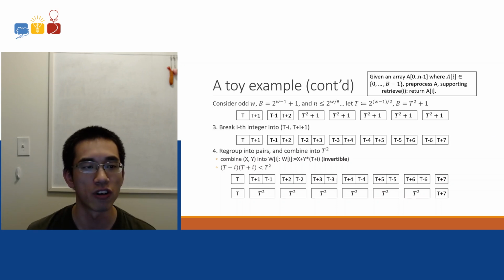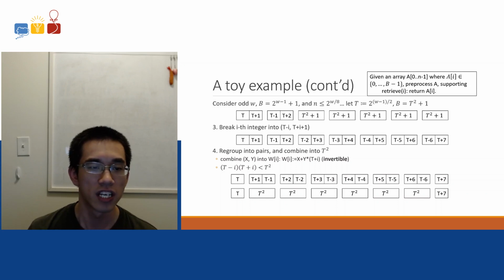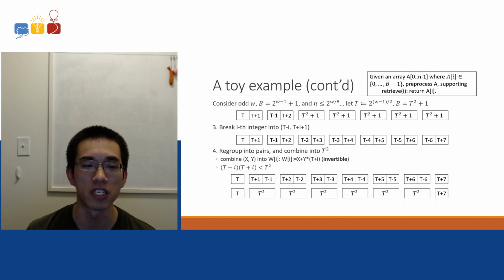So how is this done? We're going to combine x and y into an integer w_i, and w_i is just computed by x plus y times (t plus 1). And it's also easy to verify that this step is also invertible. And because the product of t minus i and t plus i is smaller than t squared, this can always be done. So the value of w_i, the outcome, is always smaller than t squared.